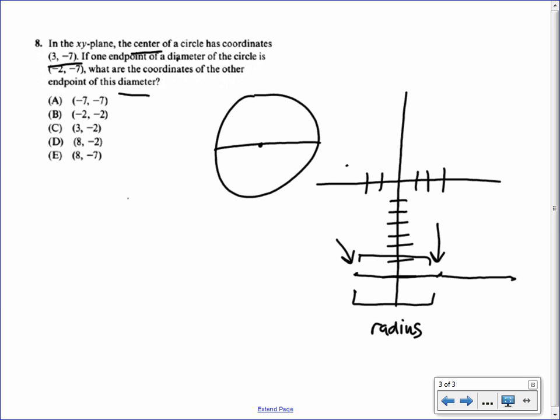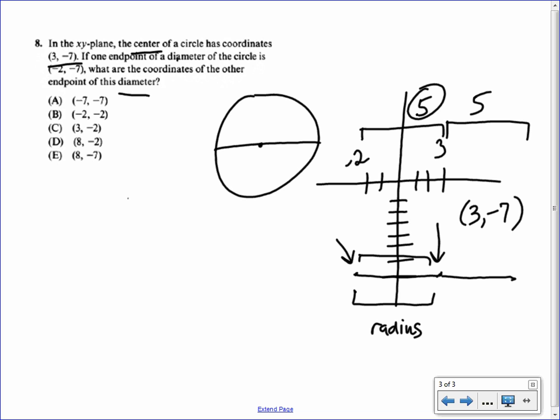So that goes from -2 to 3. Therefore that's 5 units. So then we're going to add 5 units on the other side. We're adding those 5 units to the center of the circle, which has coordinates 3, -7. And those 5 units are added to the x coordinate since we're moving to the right. So that gives us a final value of 8, -7 for this endpoint of the diameter.